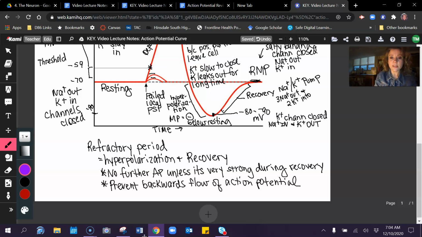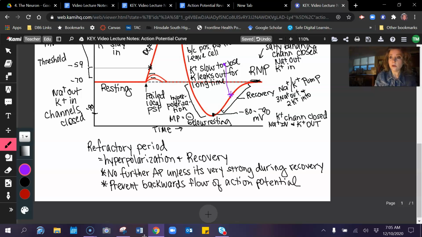But as you can see, in recovery, our membrane potential is becoming more and more positive. It's still coming up closer to negative 70. So, if we had a stimulus that was very strong that occurred here, that's not too much of a jump to get up to our threshold and possibly generate an action potential.